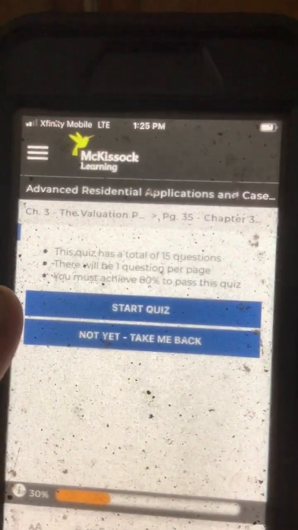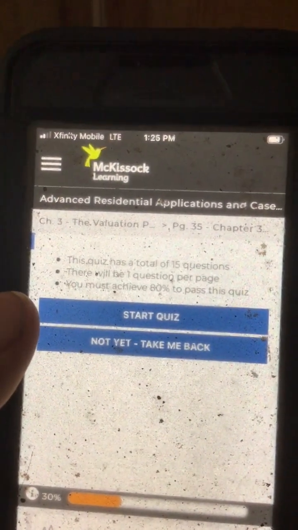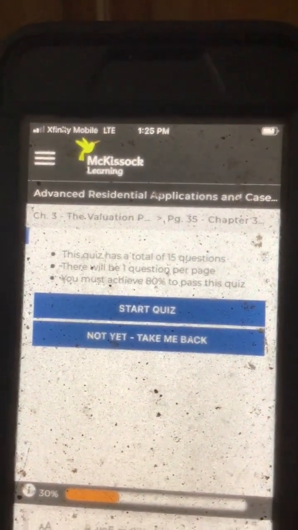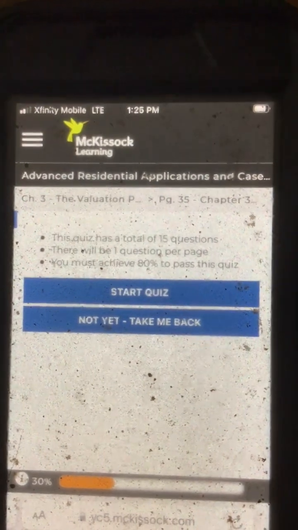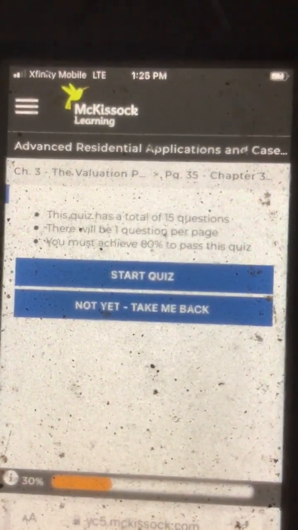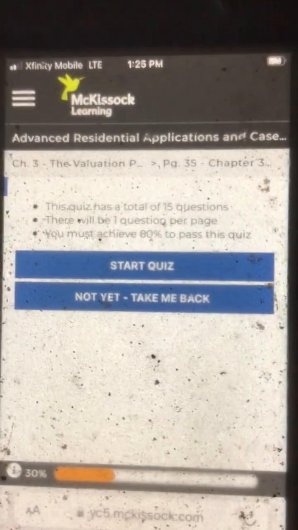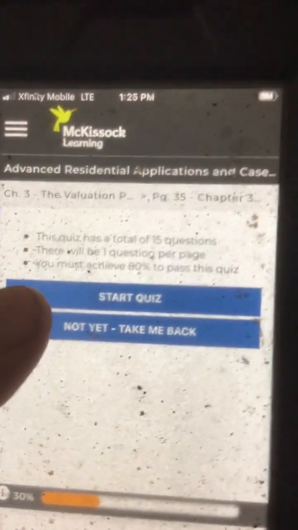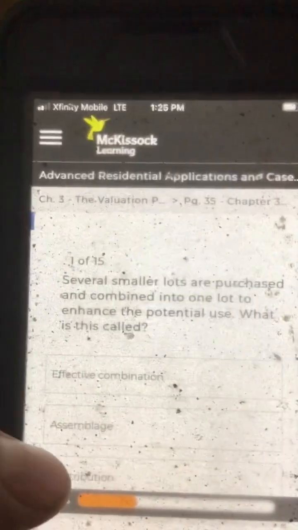Page 35, Chapter 3 Ending Quiz. This quiz has a total of 15 questions. There will be one question per page. You must achieve 80% to pass this quiz. Start quiz.